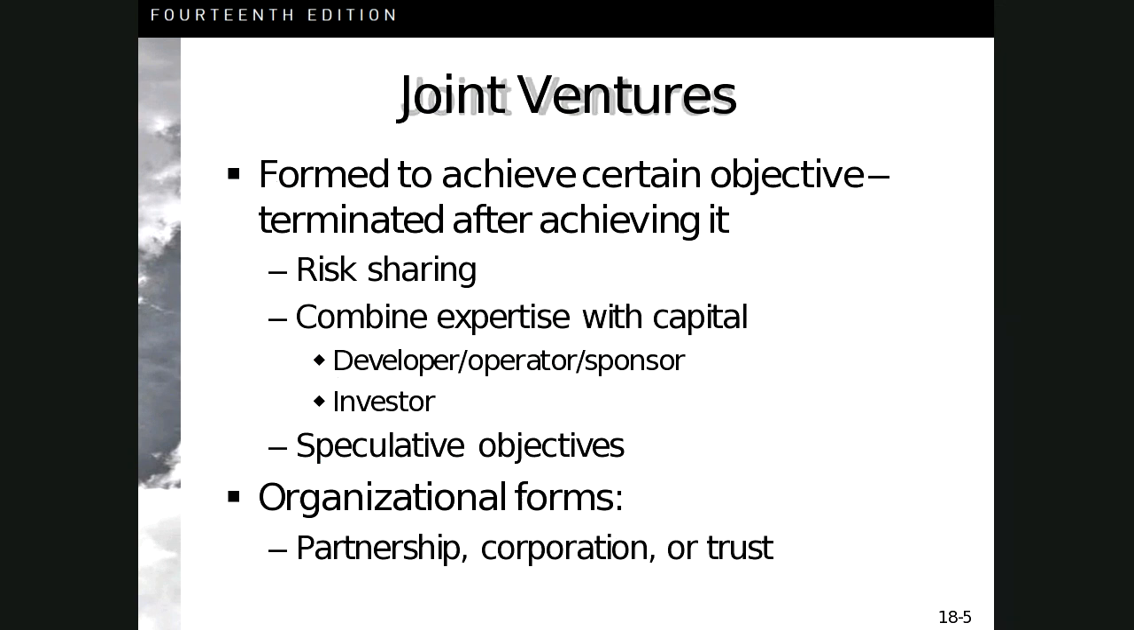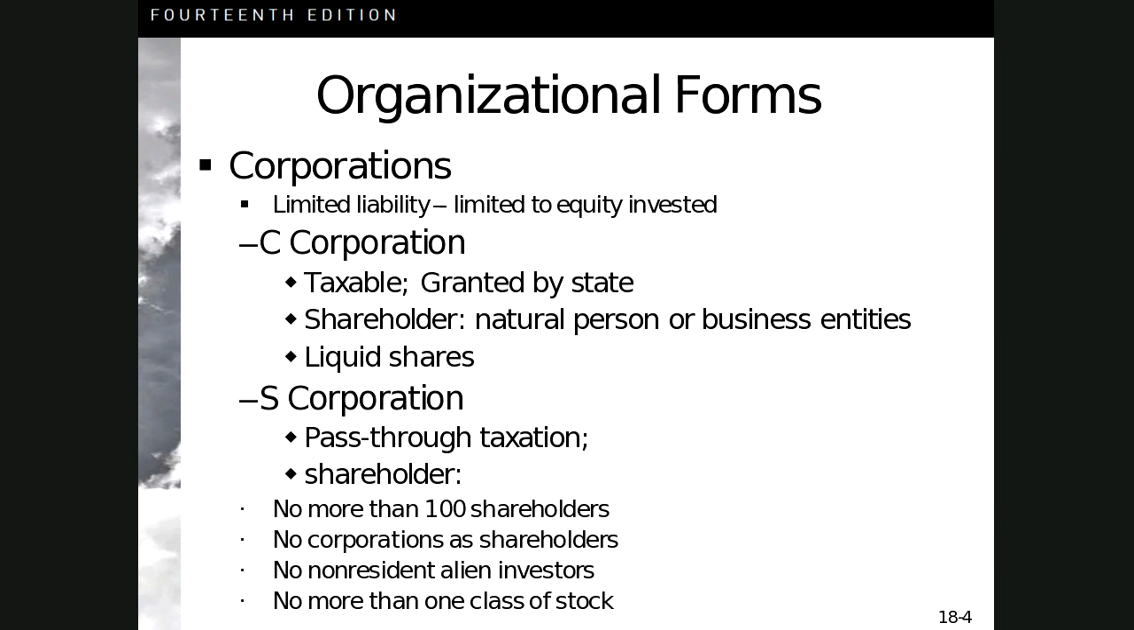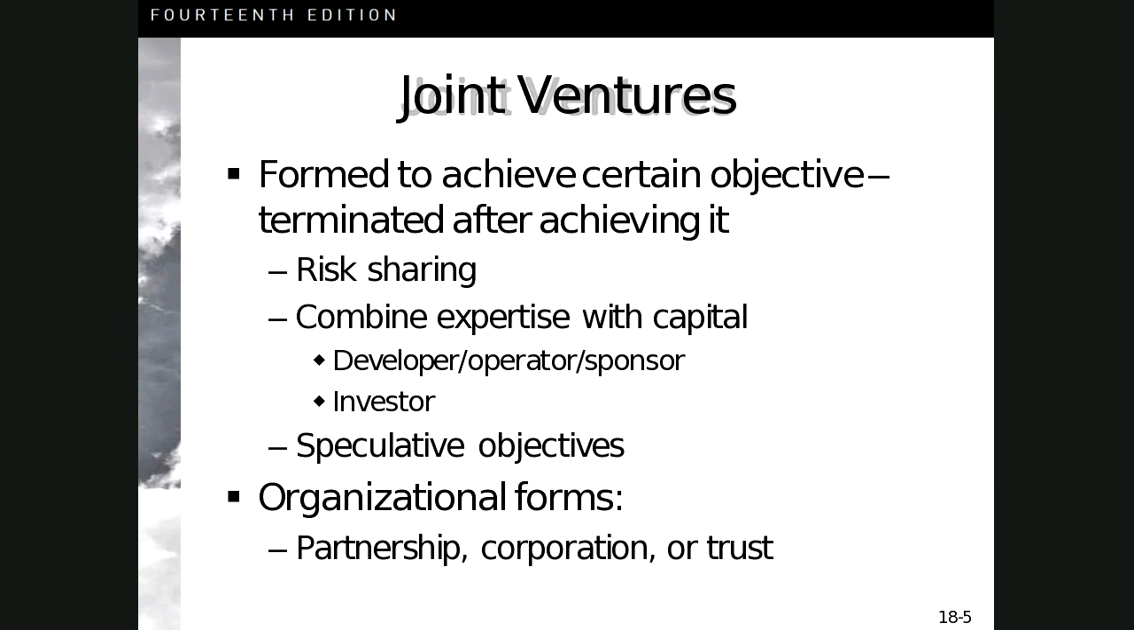So all the shareholders are the same, and none of them are corporations. All of them are individuals, most of them domestic. Then no more than 100. So make sure this S corp is super small in order for you to enjoy the benefit of pass-through taxation.